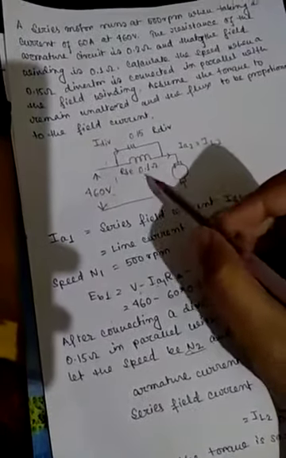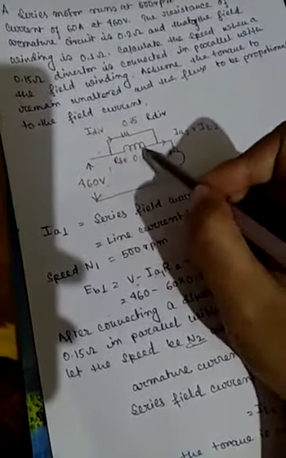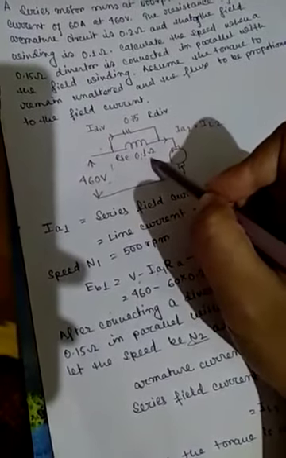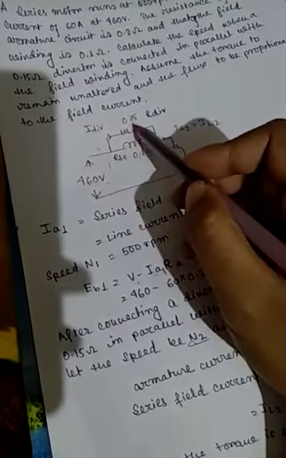Now the circuit diagram. This is the series motor. As the field winding is connected in series with the main machine, the supply voltage is 460 volt, that is given. The value of this series field resistance is 0.1 ohm and this is the diverter. The value of this diverter resistance is 0.15 ohm.